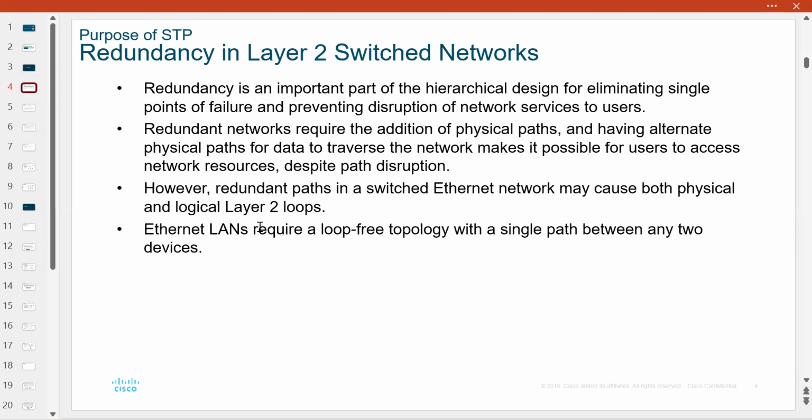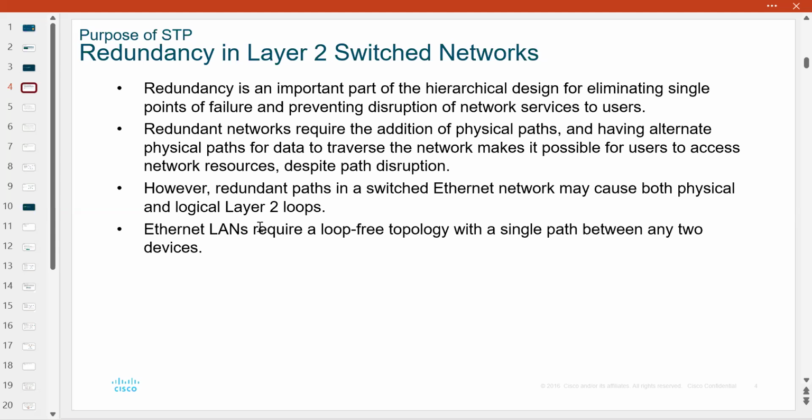So it's very important. But we have something that we call loops, which comes with having a redundant network at layer 2. Redundant networks require the addition of physical paths. Having alternate physical paths makes it possible for users to access network resources despite path disruption. However, in an Ethernet switch network, this may cause both physical and logical layer 2 loops. So Ethernet LANs require a loop-free topology with a single path between any two devices.